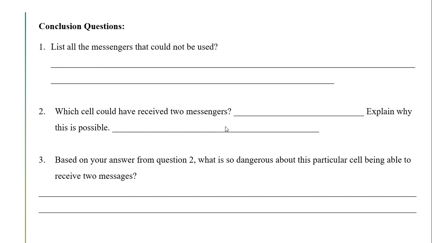There were 3 messages that you could not use, so you're going to list those there. Which cell could have received 2 messengers and why? So I kind of just told you that a moment ago, that because of the shape, the immune cell was able to receive 2 messages. And based on that, why is that so dangerous? Why is that so bad?